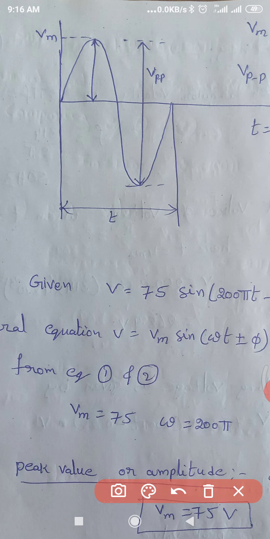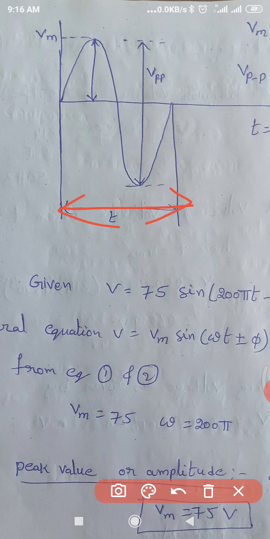Another one is, what is the time taken for the completion of one full cycle? It is called the time period of the cycle. One full cycle means one positive half cycle and one negative half cycle. This entire positive cycle and negative cycle is called one full cycle.